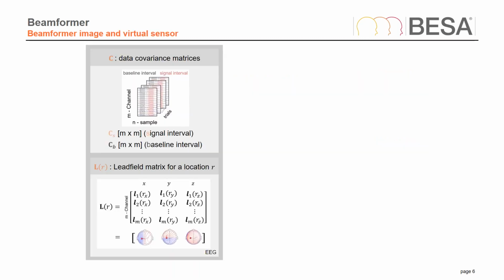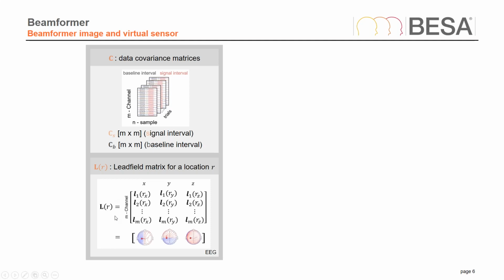In mathematical terms, this looks quite complicated. So I only have this one slide with mathematical terms on it, I promise. So let's start with the data covariance matrices. These are computed from the samples in the baseline and in the signal interval and all the trials. Then we also have the channels to consider. And we also have the lead fields.